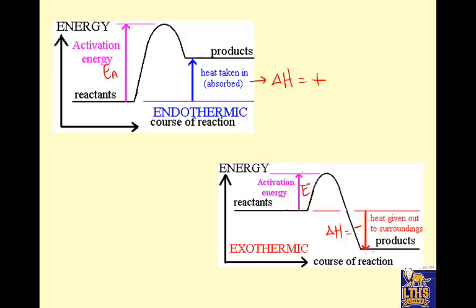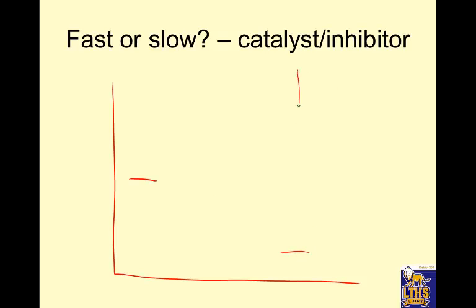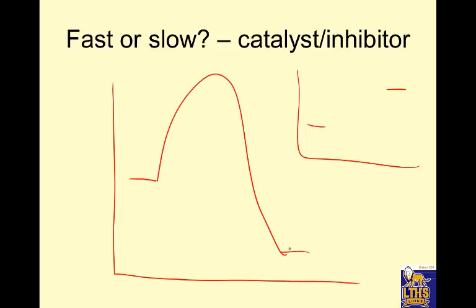Activation energy is to get up the hill. Make sure you can sketch these kinds of diagrams. Now, faster and slower energy diagrams. Here's reactants, here's products. We can't tell just by looking at these whether it's fast or slow. What if this is exothermic? What if it's endothermic? We can't tell just by these whether it's fast or slow. What tells us whether it's fast or slow? We have to look at the hill.